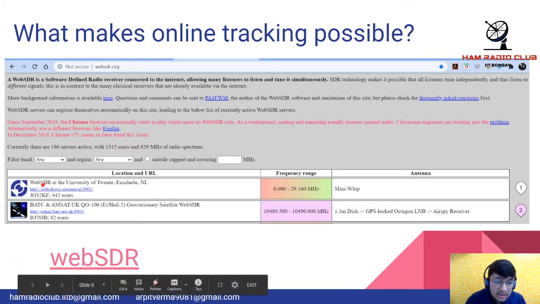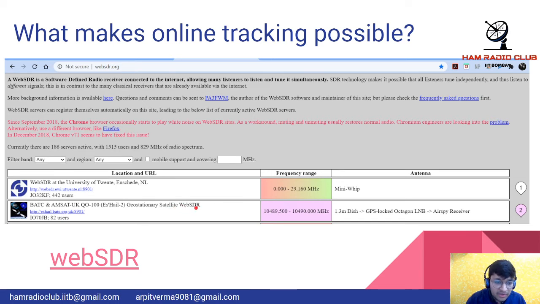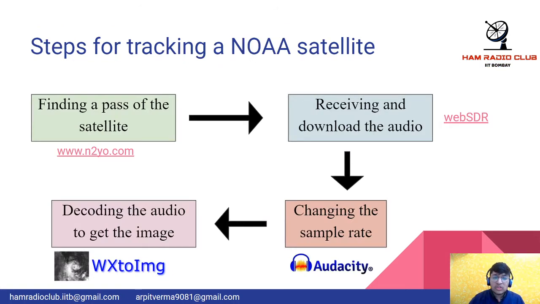Like you can see here, this is a WebSDR at the University of Twente, New Zealand, and this is another WebSDR. So these WebSDRs allow people like us to access their ground station just sitting at home. We'll see more about this in a bit of time. So now we know all the theory of how online tracking has been made possible. Now we'll go through the steps.